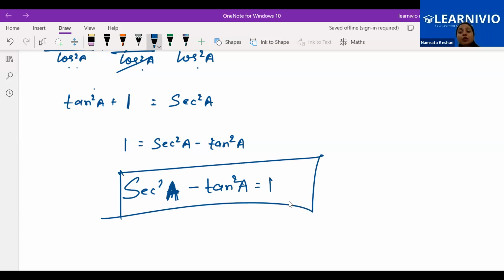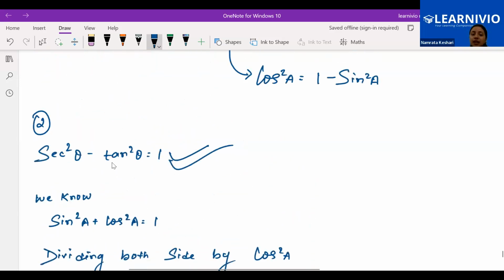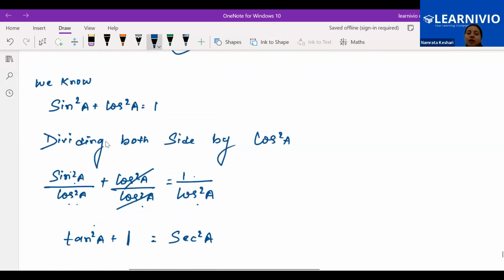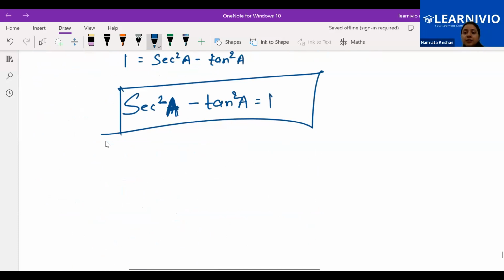Now let me remind you, angle has to be same with sec and tan. Be careful. Here we are having a subtraction sign. This is the formula I have written at first. And with the help of the previous formula, by dividing both sides by cos square, we are able to prove that. Can you see it?